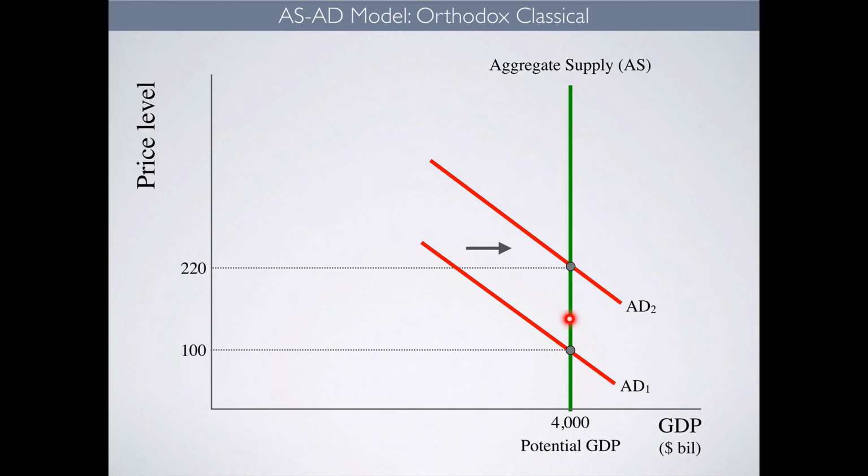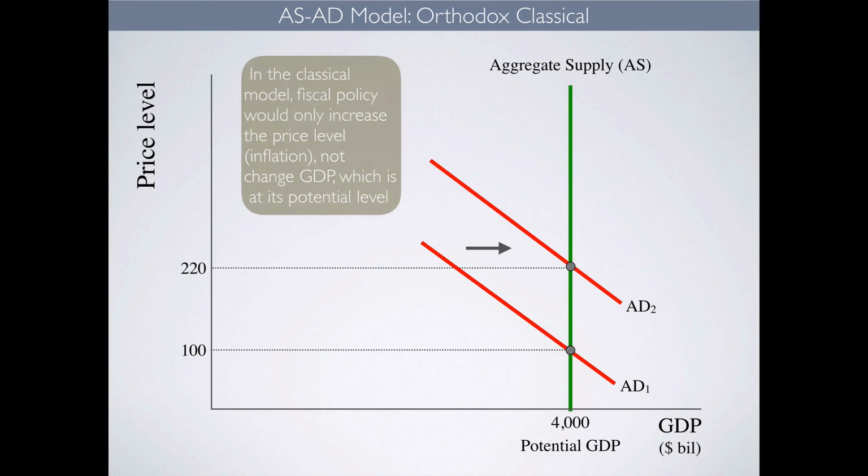So what would be the effect of increasing aggregate demand by this magnitude? Well, it would be to simply increase the price level. Now, that's not exactly the result that we're looking for. So the conclusion of classical economics is that fiscal policy is only going to increase the price level. It's just going to cause inflation. It's not going to change GDP. GDP is already at its potential level.